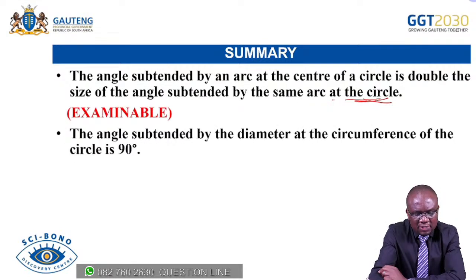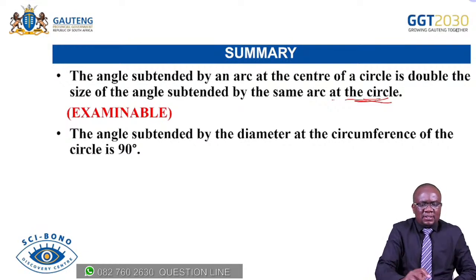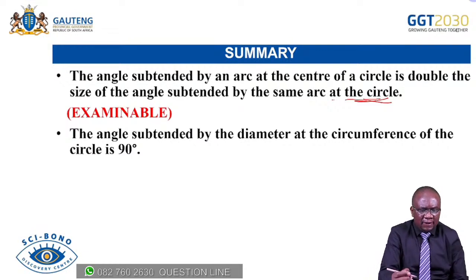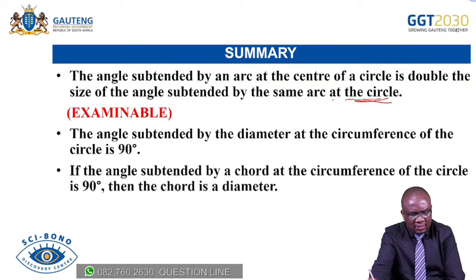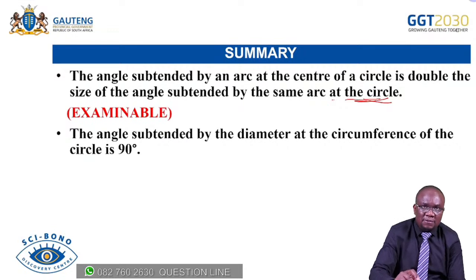The angle subtended by the diameter at the circumference of the circle is 90 degrees. You must know how to apply this. Now, this is our summary. And if the angle subtended by a chord at the circumference of the circle is 90 degrees, then the chord is a diameter. These are the theorems we talked about, grade 12s.